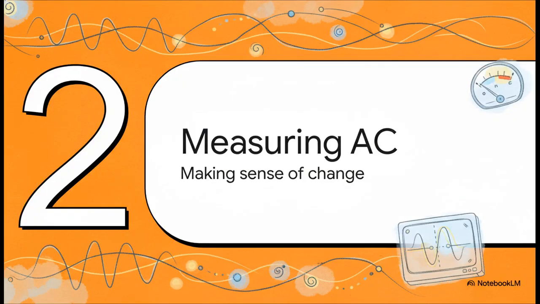Okay, so if this current is constantly going from a peak down through zero to a negative peak and back again, how do you give it a single number? I mean, if you just took the average of the whole wave, it would be zero. That tells you nothing. So there has to be a smarter way to measure its real power.